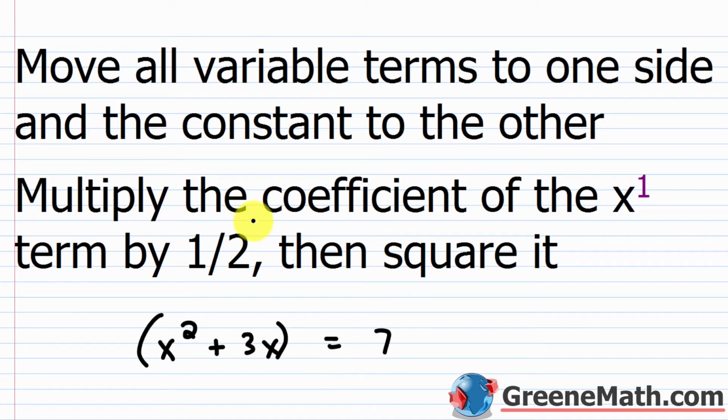Now this part right here is where it gets a little bit confusing, and we'll look at this in the example. So we're going to multiply the coefficient of the x to the first power term by 1/2, then square. Some people say divide by 2. If you divide by 2 or you multiply by 1/2, it's the same thing, okay? However you want to remember that. But remember, you're going to cut it in half and then square it, and we'll see that in a minute when we look at an example.